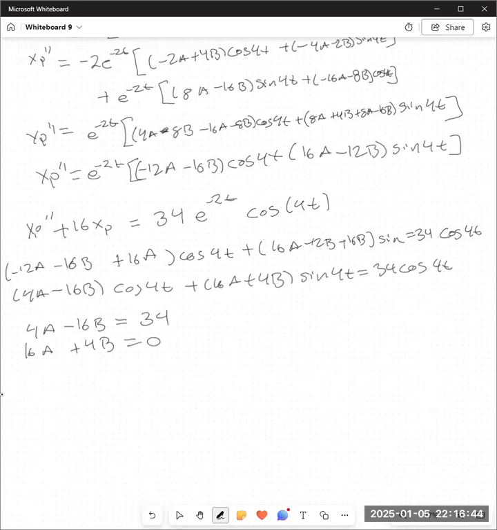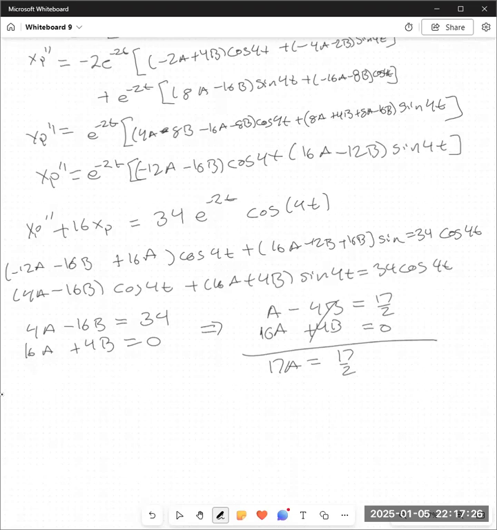Let's reduce these a little bit if I can. So this turns into a minus 4b equals 17 halves, and the other, let's just leave that as is: 16a plus 4b, because that's the exact opposite of this, equals 0. So when I add those together here, I get 17a equals 17 over 2. A is going to be 1/2.